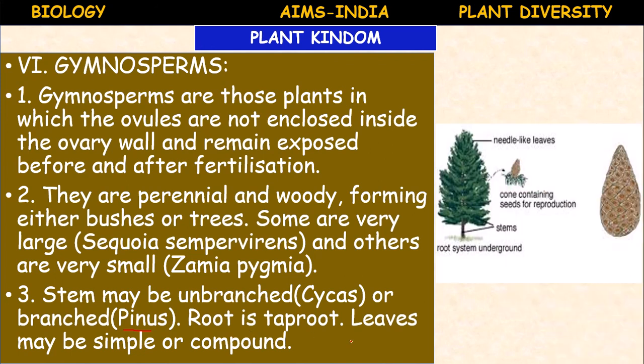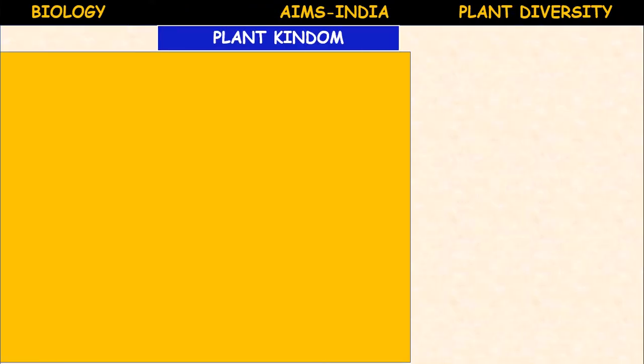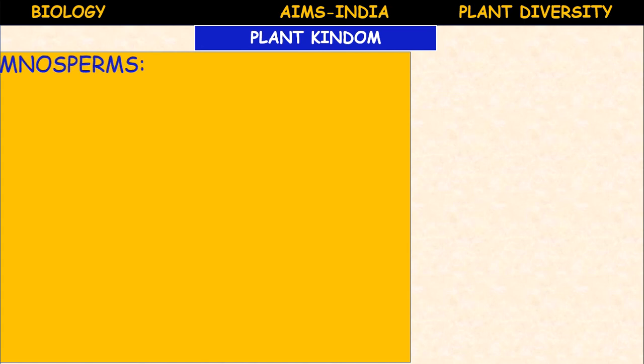So this is one example of the pine tree. Cone containing the seeds for reproduction. There are no flowers, and seedless fruits are present. The cones are present. That's why they are called conifers, with needle-like leaves. The root system is underground and the taproot system is present. So there is no fruit, only seeds are present. Date palms and sago palms are examples of these gymnosperms.